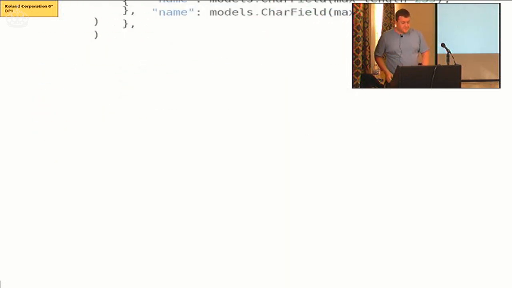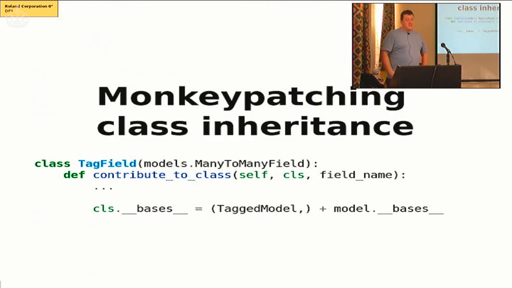such as monkey patching class inheritance. Here we are injecting a new base class underneath our user's model. This allows us to override how the normal base class works. And by doing that, we can inject code which understands how the tag field works and trick anybody's code into thinking that it's built into Django.